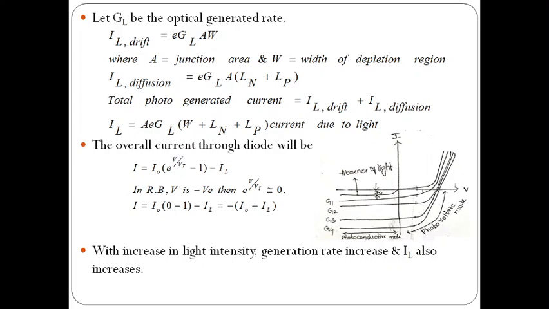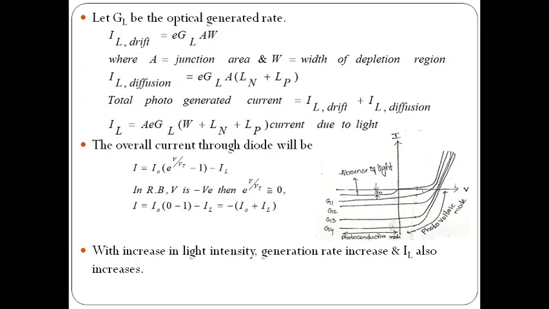The suffix L denotes the optical generation rate, that means the new electron-hole pair generation rate. So we can write IL drift equals E times GL times A times W. Here E is the charge of the electron or hole, GL is the optical generation rate, A is the area of the junction and W is the depletion width. Similarly, IL diffusion equals E times GL times A times (Ln plus Lp). The diffusion charge carriers are present only within the lengths Ln and Lp, which is why I wrote E GL A (Ln plus Lp).